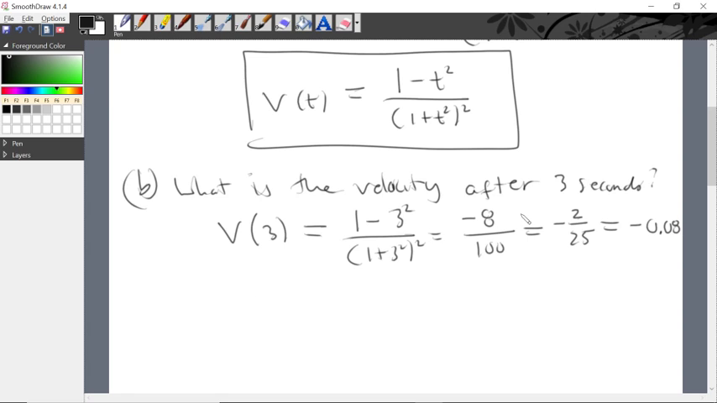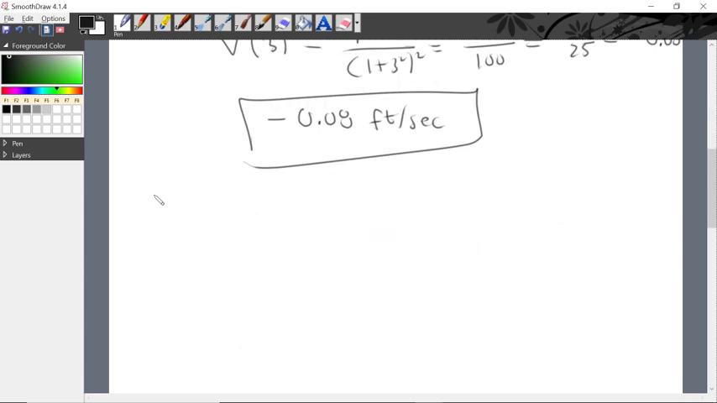Okay, what did we just find? The velocity after 3 seconds is negative 0.08. What units? Feet per second. Part C. When is the particle at rest? How do we interpret that?